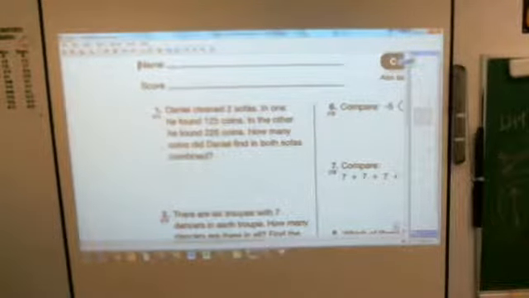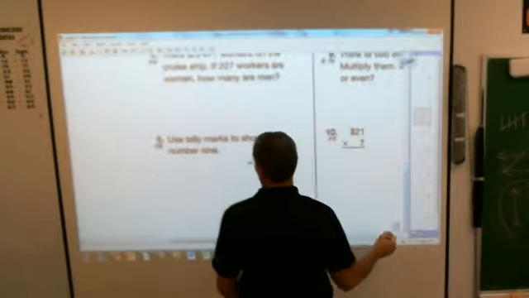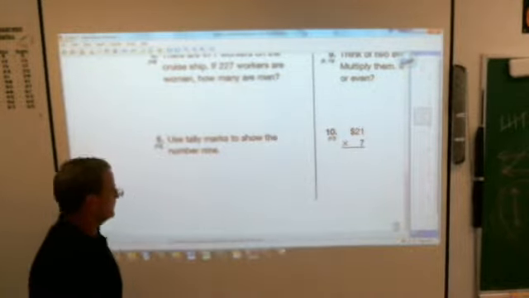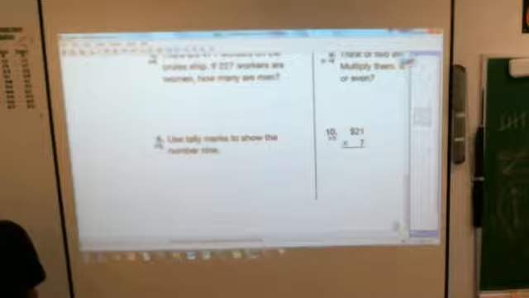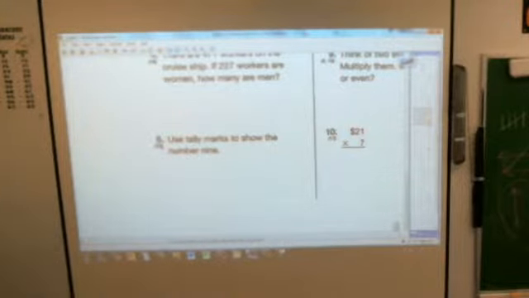Number five. Ava says, I don't know how I got number five. No, let's take a look at number five. Wait, is that the tally mark one? Yeah, it is. What did you get? I think I just said tally marks. Yeah. Does that help you out? Did you look at your test? Kayla, how about for you?